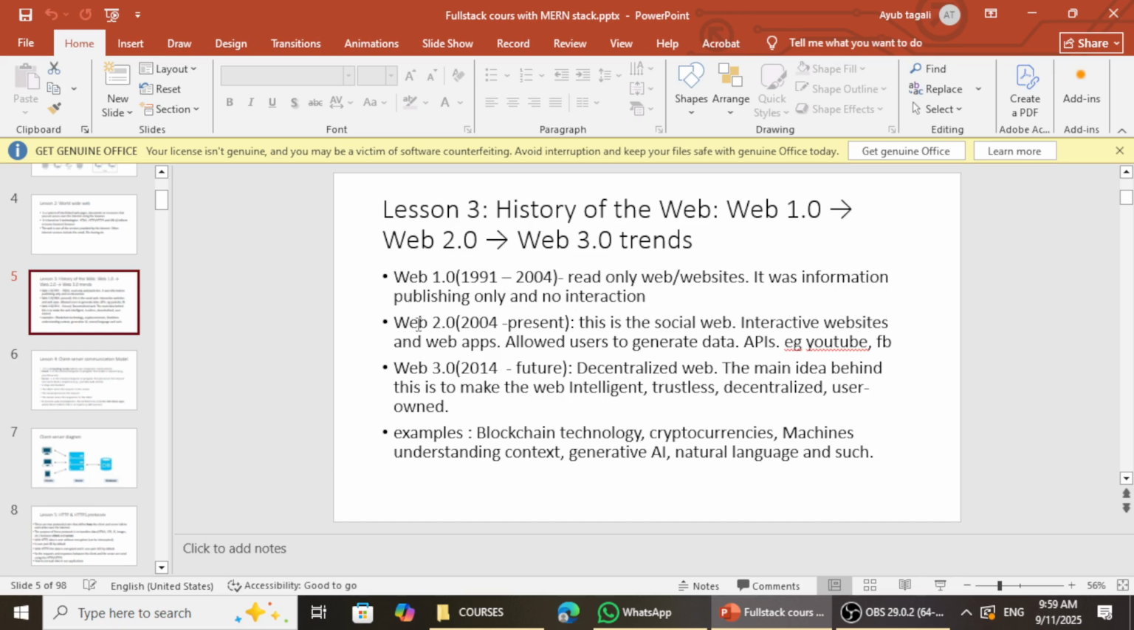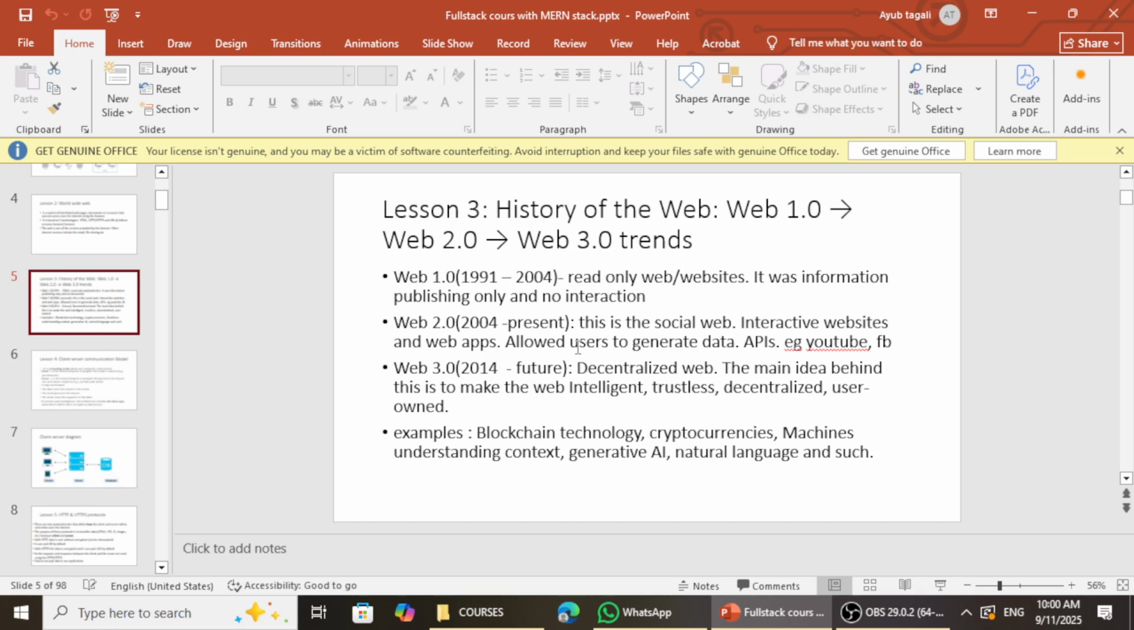Then we evolved to the second trend of the web, which is Web 2, and this happened between 2004 to present. And in this version of the web, it involves the kind of social web applications where there is some level of interactivity, where the user can have some interactivity on the websites. The users can be able to generate their data, and they can be able to do so using the APIs. So we have a full system where we have backend, we have the front end, and the user can be able to generate some data on the websites.